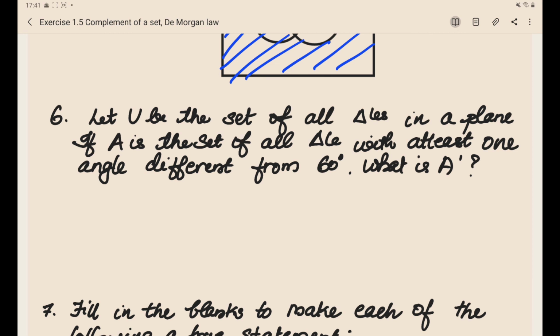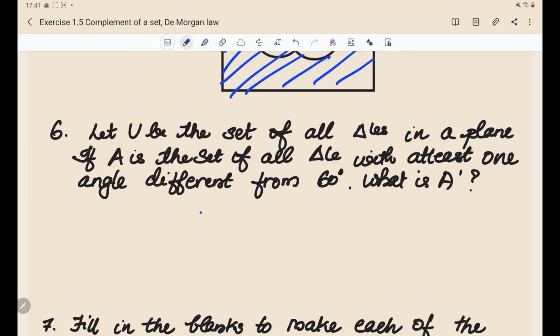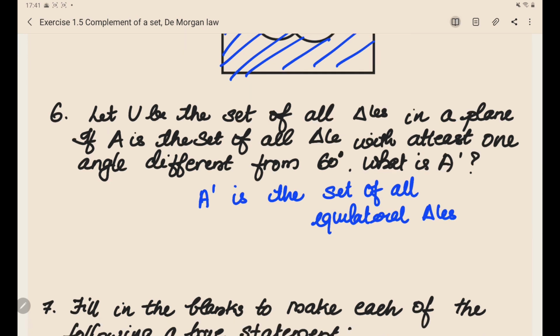So what will be the triangles outside that? All the triangles with all angles 60 degrees. What are these triangles when all the angles are 60 degrees? A complement will be the set of all equilateral triangles. So this is the answer for the sixth problem.